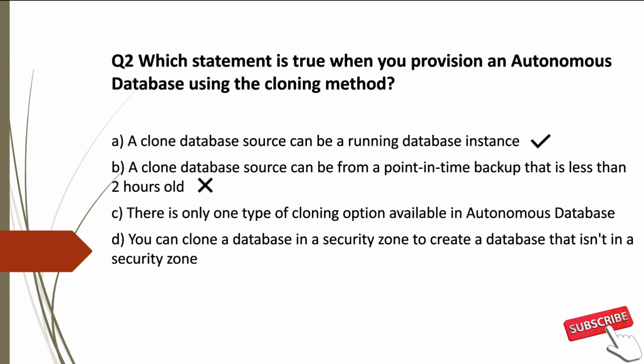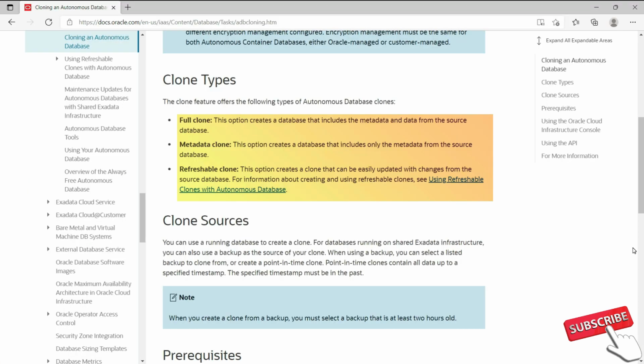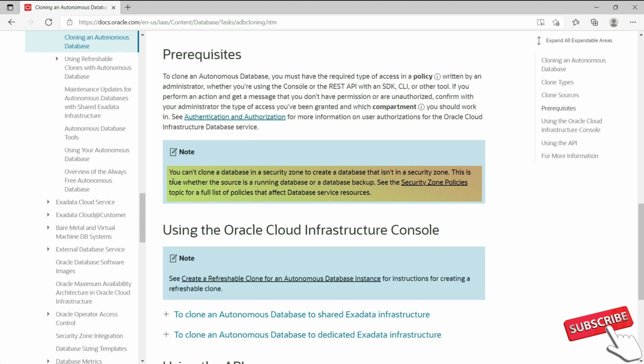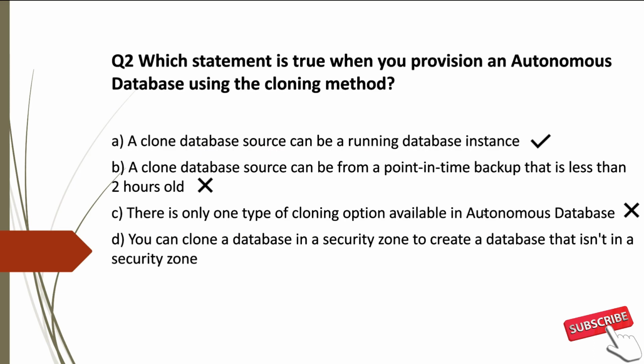Option C. There is only one type of cloning option available in autonomous database. Here we can see three types of cloning options are available: full, metadata and refreshable clone. So option C is incorrect. Option D. You can clone a database in a security zone to create a database that is not in a security zone. In the prerequisites, you can't clone a database in a security zone to create a database that is not in a security zone. So this is actually the reverse of what is mentioned in the question. So option D is also incorrect. So the correct option for question 2 is option A.